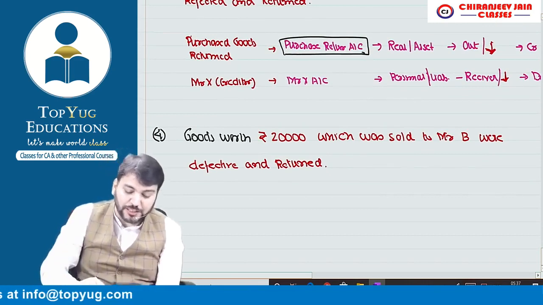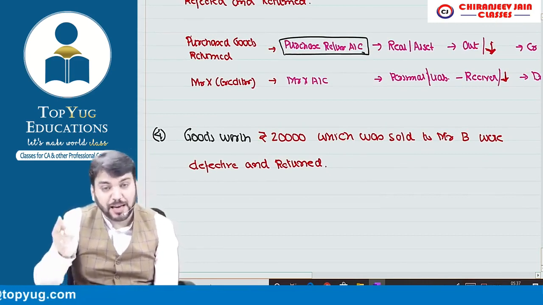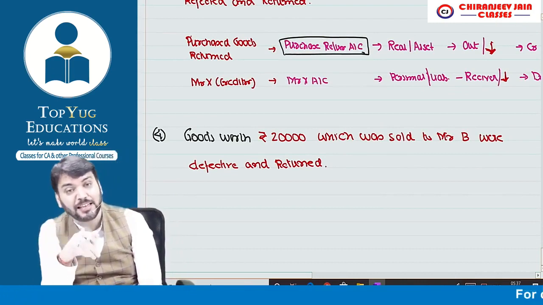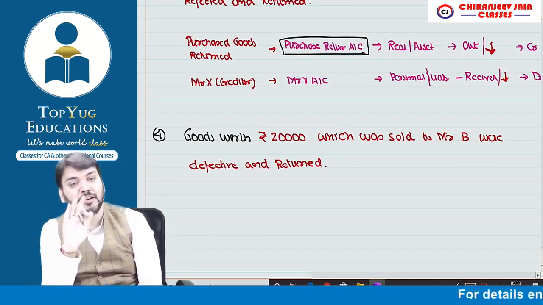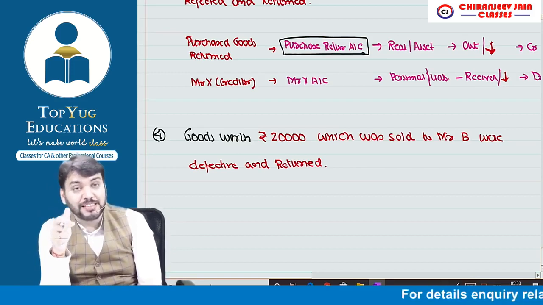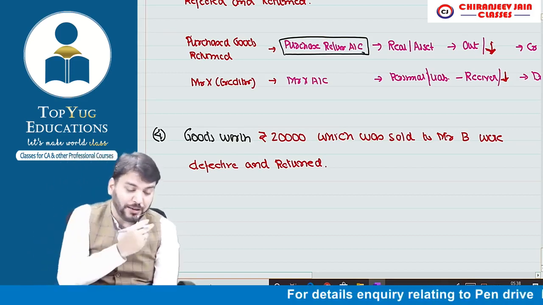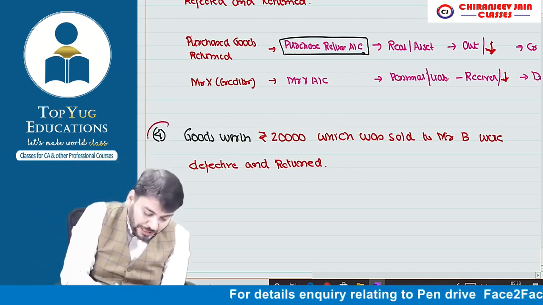Goods worth rupees 20,000 which were sold to Mr. B. Earlier, we had sold to Mr. B. Now it was found defective and returned, which means Mr. B has returned the goods. So this is one type of goods which is sold, now returned. You do it on your own, point number 4.